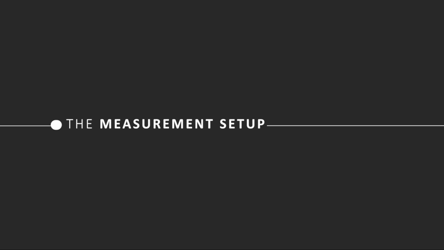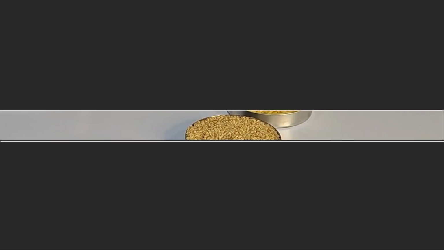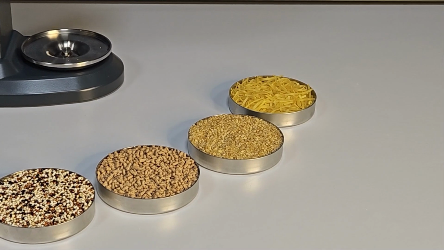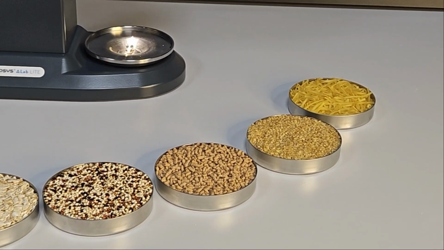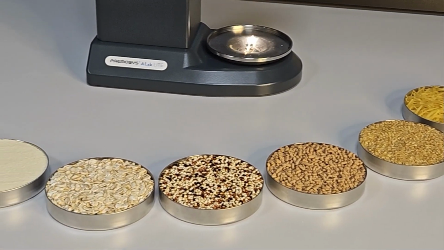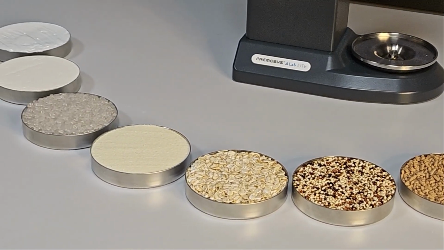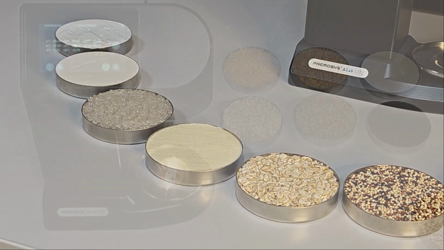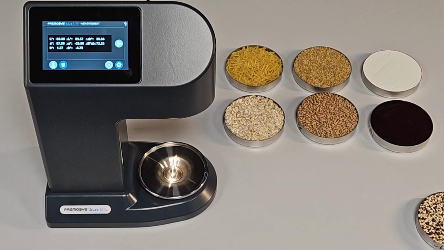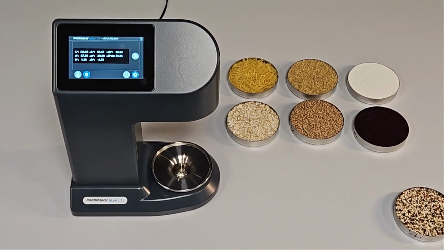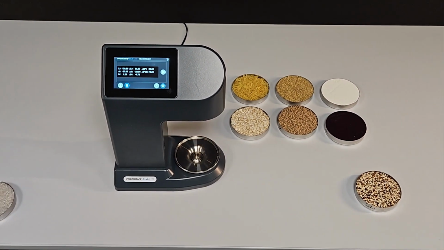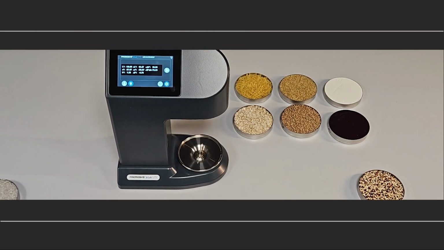First, I will show you our measurement setup. As you can see, our DELTALab system can be used for various applications, from measuring powders to granules and pastes. The setup is quite simple. Just plug the system in, turn it on, and make sure that your measurement subject's surface is even.